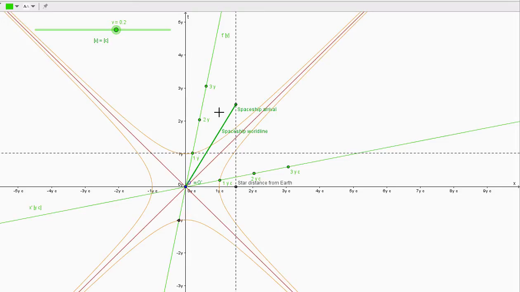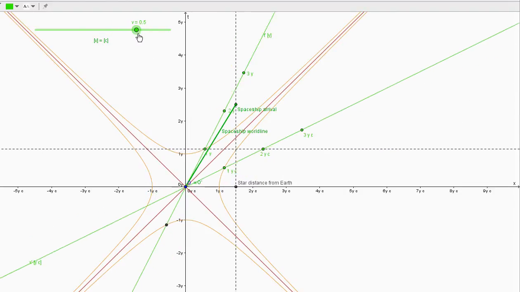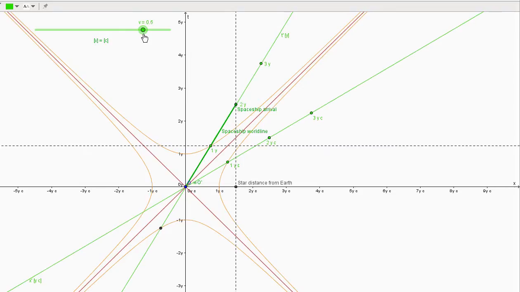We put on the graph the event of the arrival of the spaceship to the star and equate the velocity of the S prime frame to the velocity of the spaceship. Now, the S prime frame is the reference frame of the spaceship, and the x prime t prime axes are the coordinates of the reference frame of the astronaut.